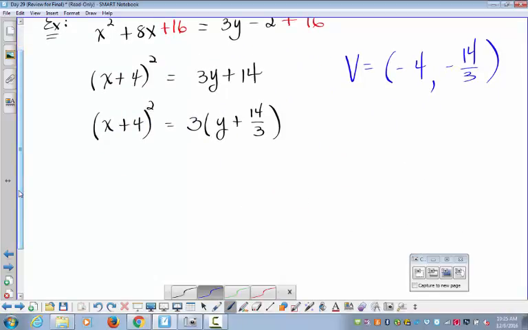And what is 4p equal to in this case? Yeah, 4p is 3, so p is going to be 3/4. And from that, we can decide which way it opens. The x is first, so it's going to open vertically, and then should it be up or down? Up.